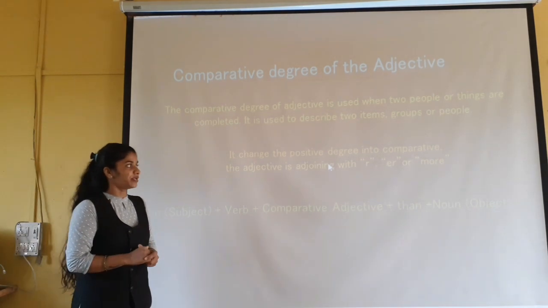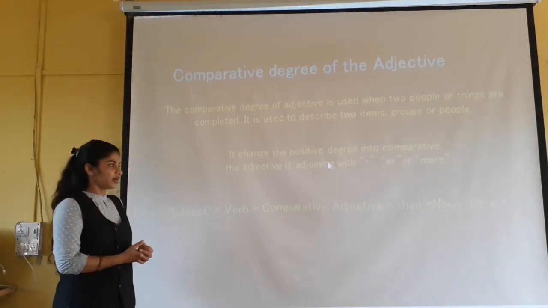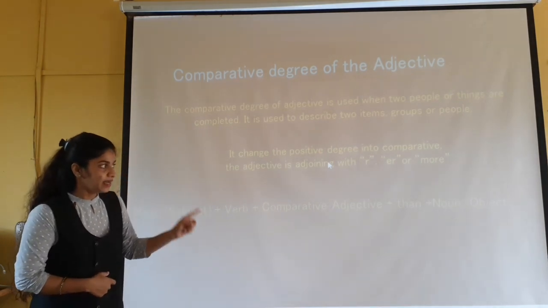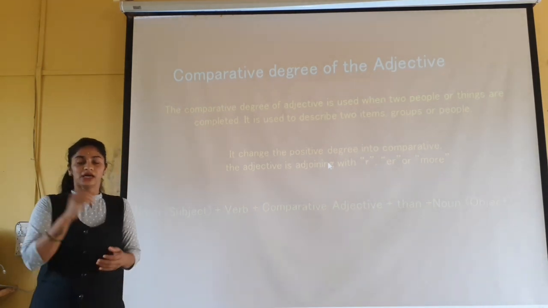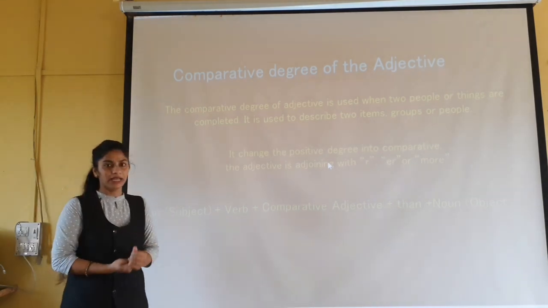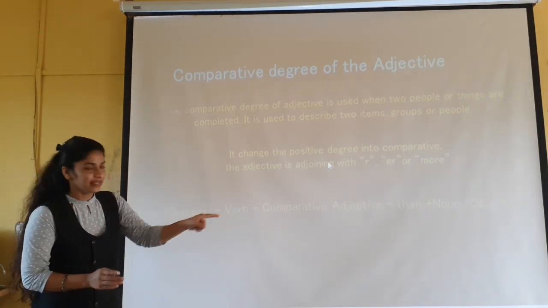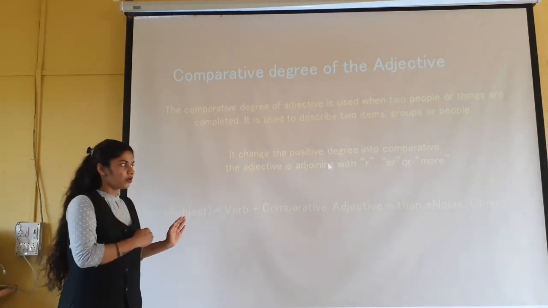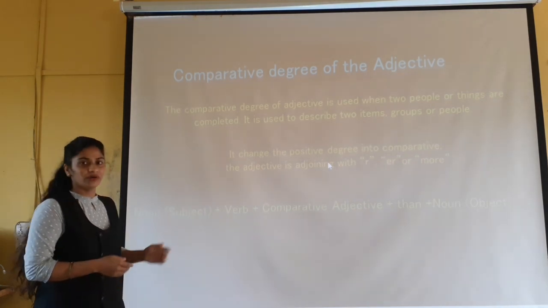The adjective is adjoined with er or more. Here is the structure. Noun, that is subject, plus verb plus comparative degree, then plus noun, that will be your object. Now in the prior slide we have seen that Ron is the name of a person, that is your subject. Is is your helping verb. Comparative degree will be taller, and then we are going to use than in that sentence. Why? Because we are comparing Ron and the next word, that will be Donald.